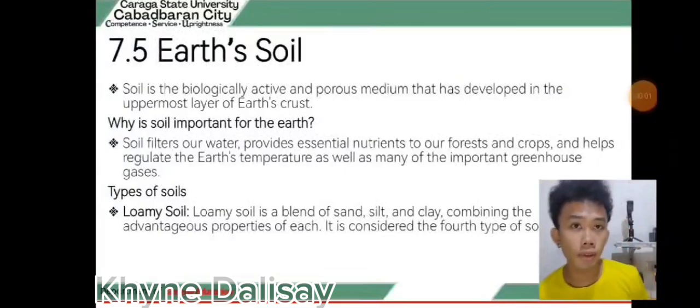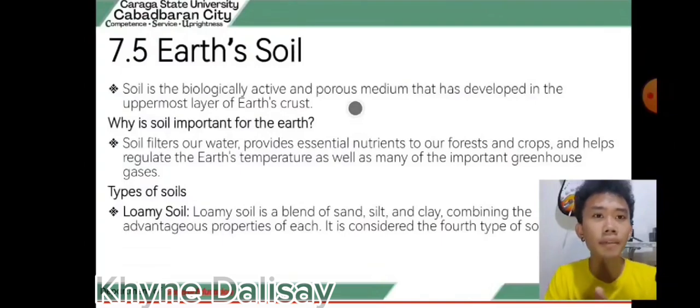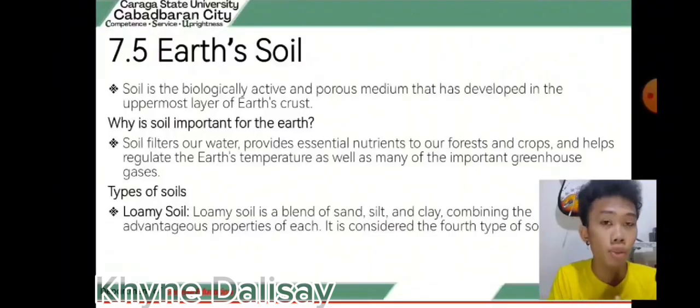So, good afternoon everyone. Let's proceed to topic 7.5, Earth Soil. Soil is the biologically active and porous medium that has developed in the uppermost layer of the earth's crust. There are so many types of soils.